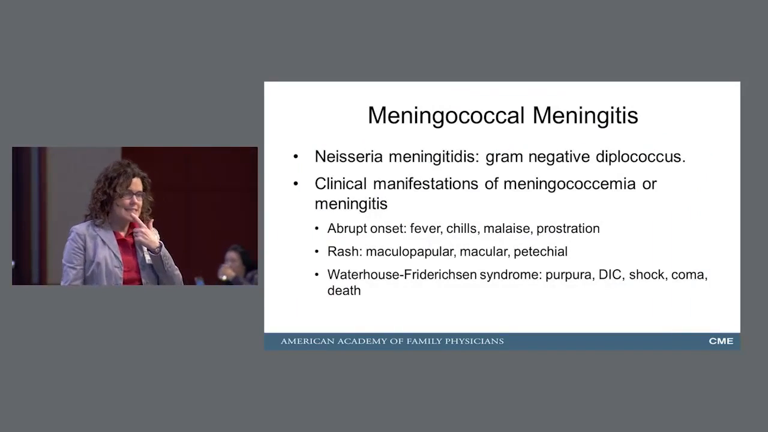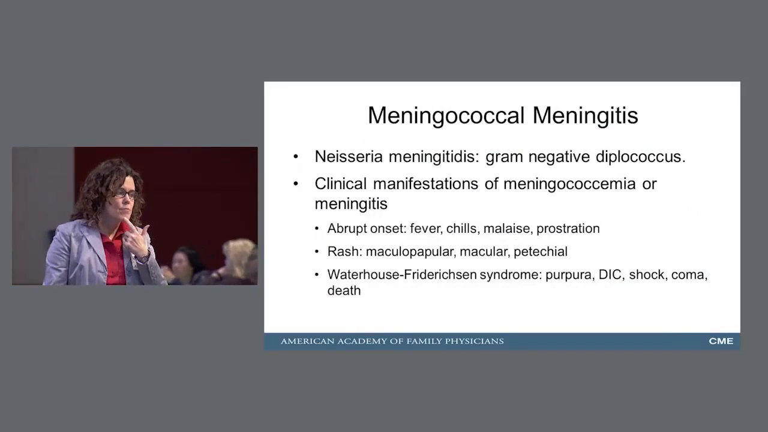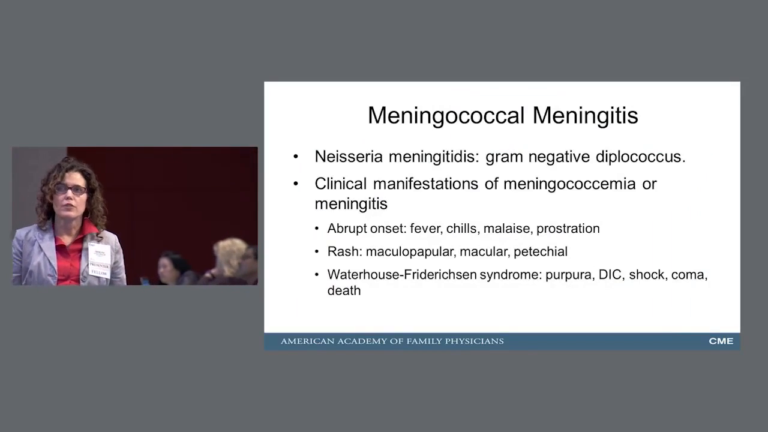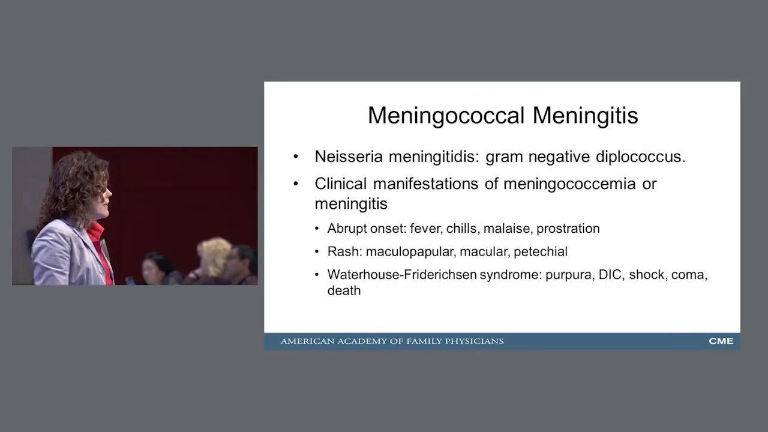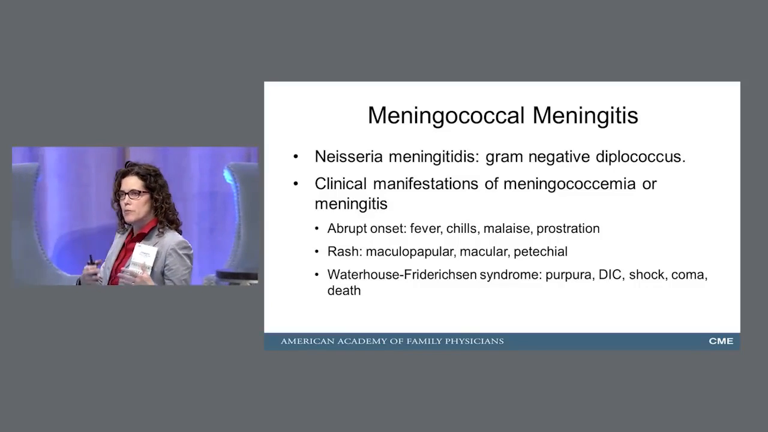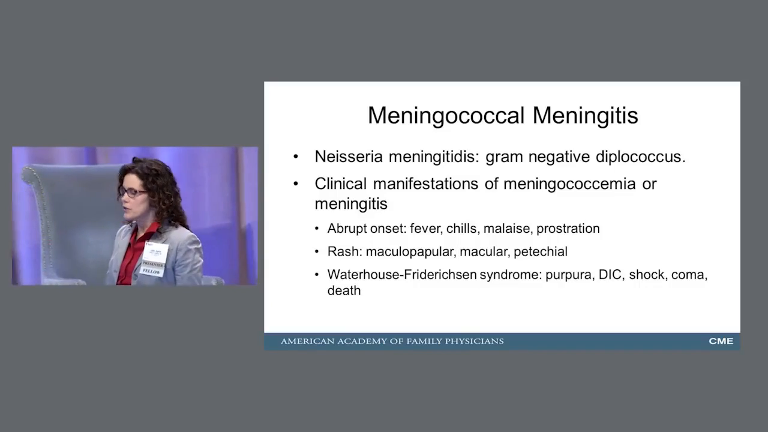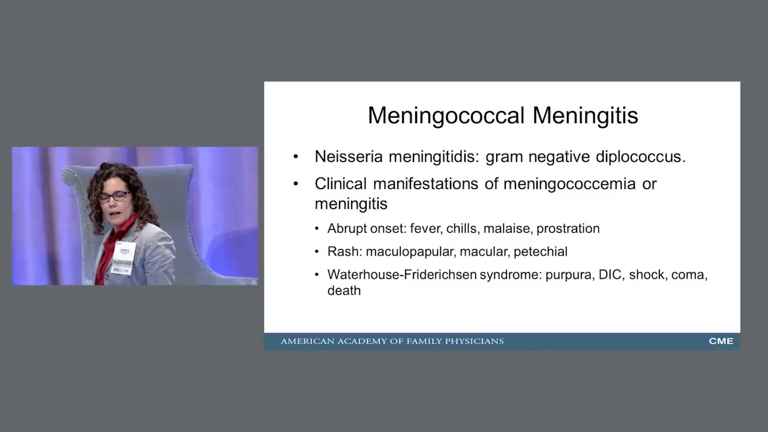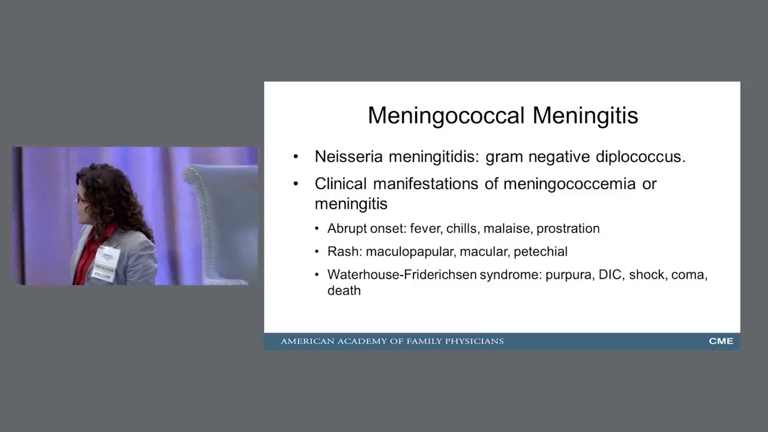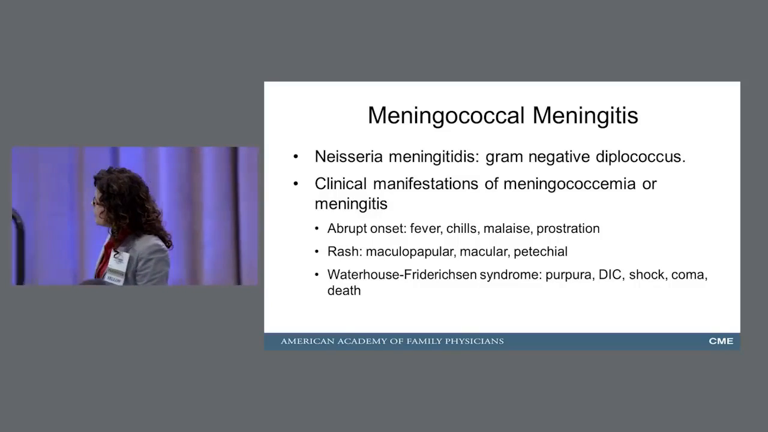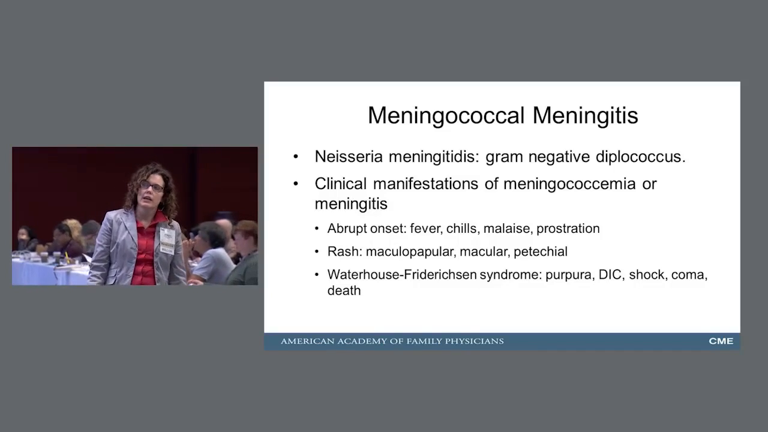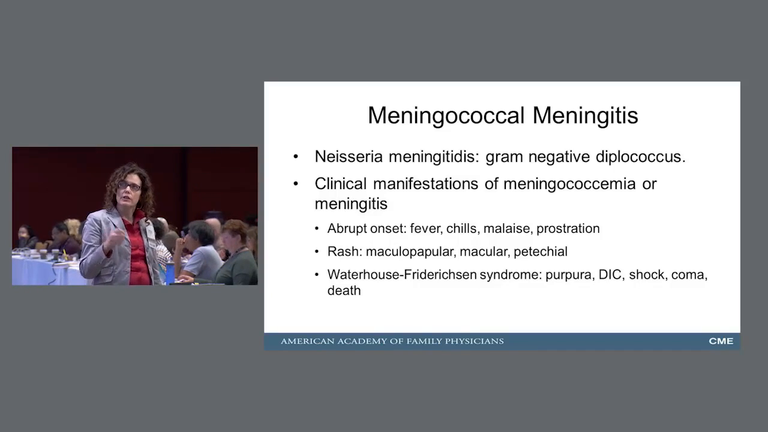Neisseria meningitidis is that gram-negative diplococcus. These are the abrupt fever. These people are sick if you've ever seen this. They come in and you can watch them from the time they go from your office to when they get to the hospital start developing this rash, becoming more and more sick. They, of course, can develop purpura, DIC, shock, and then they can die if not treated quickly.